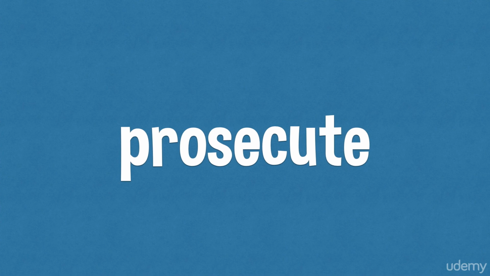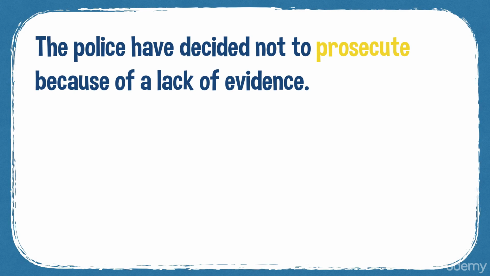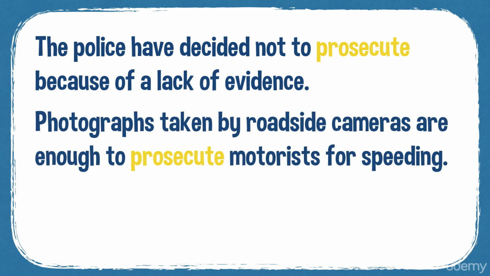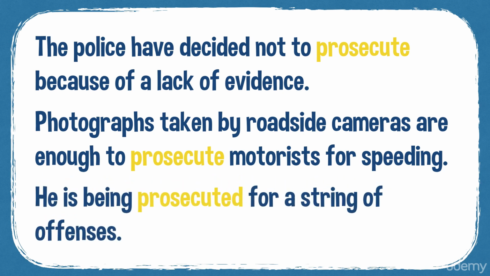And the next word is prosecute. Prosecute. If an authority, like a court of law, prosecutes someone, they charge them with a crime and they put them on trial in a court. So, for example, the police have decided not to prosecute because of a lack of evidence. Photographs taken by roadside cameras are enough to prosecute motorists for speeding. He is being prosecuted for a string of offences.